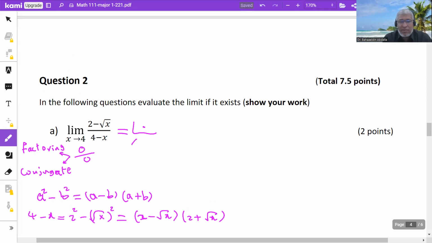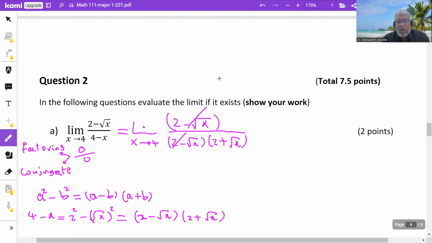I can say this is the limit as x approaches 4 of 2 minus square root of x, I keep it, and I factor the denominator into 2 minus square root of x times 2 plus square root of x. So I can cancel these two, and now I have 1 in the numerator, and in the denominator I have 2 plus square root of x. If I replace x by 4 to find the limit, I'll have 2 plus the square root of 4, which is 2. 2 plus 2 is 4, so that's the answer.